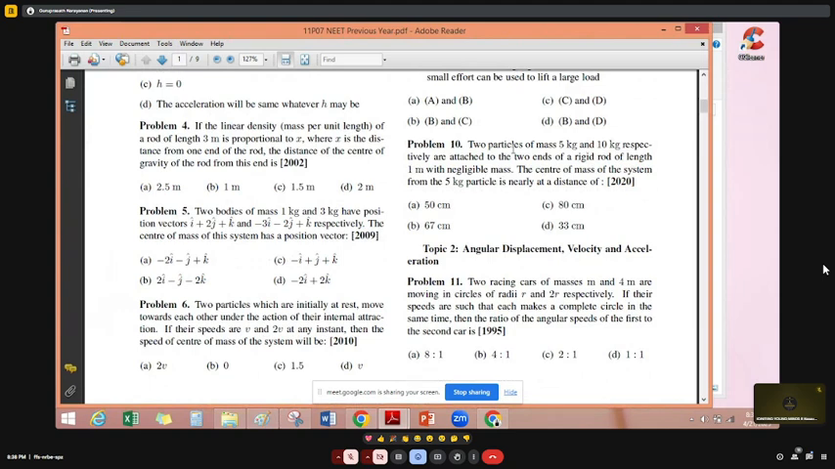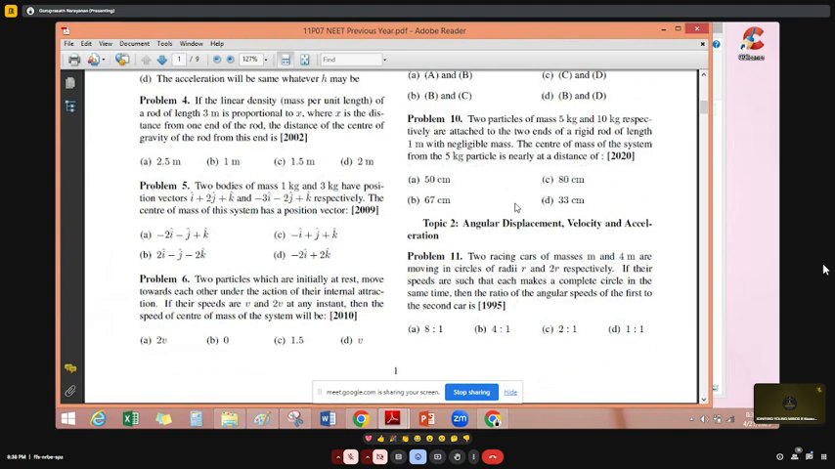I think you can try this yourself. 5 kg, 1 meter long. So a very easy one, nothing very difficult.